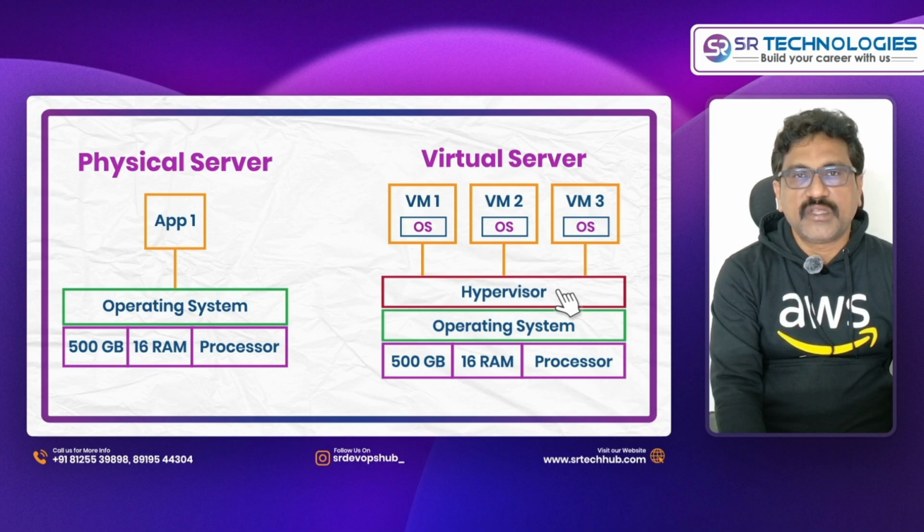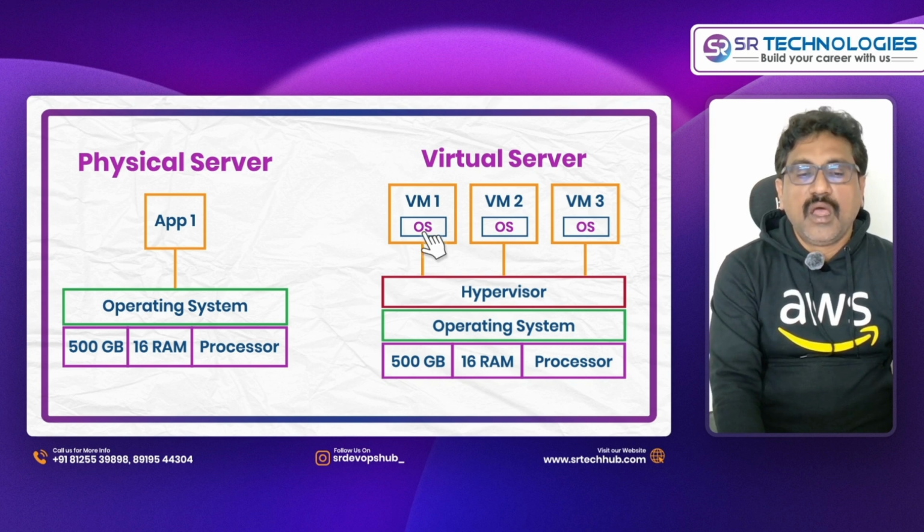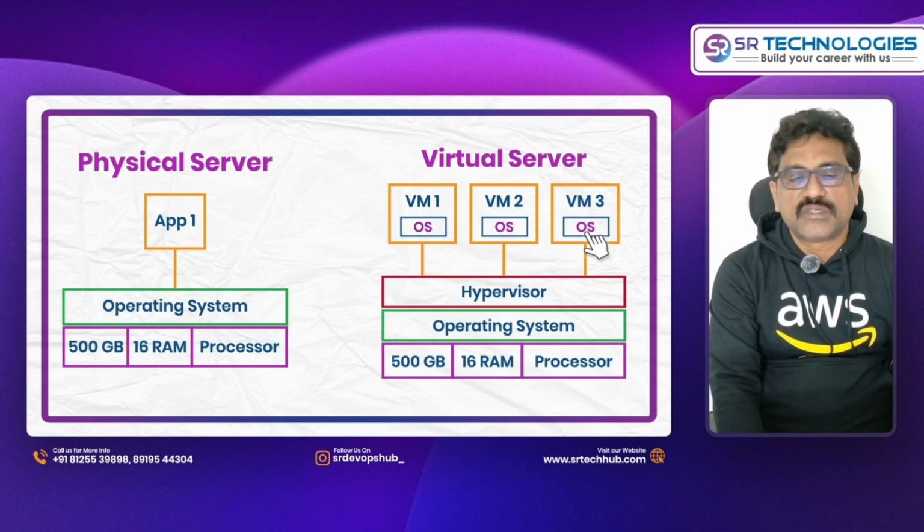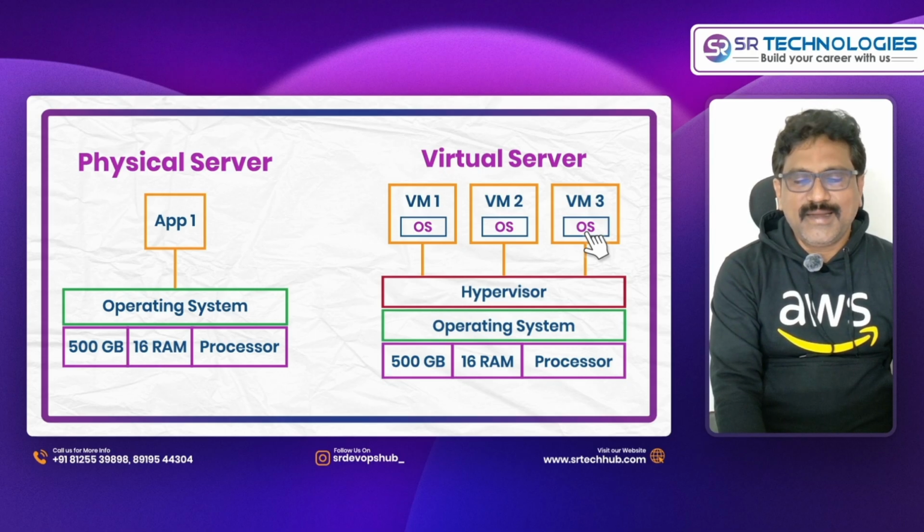Again, OS means operating system. Here also operating system. Now you can run one application in this VM1. VM means virtual machine. You can run another application on VM2. Also, you can run another application on VM3 like this. Based on this hardware capacity, you can create multiple virtual servers here.